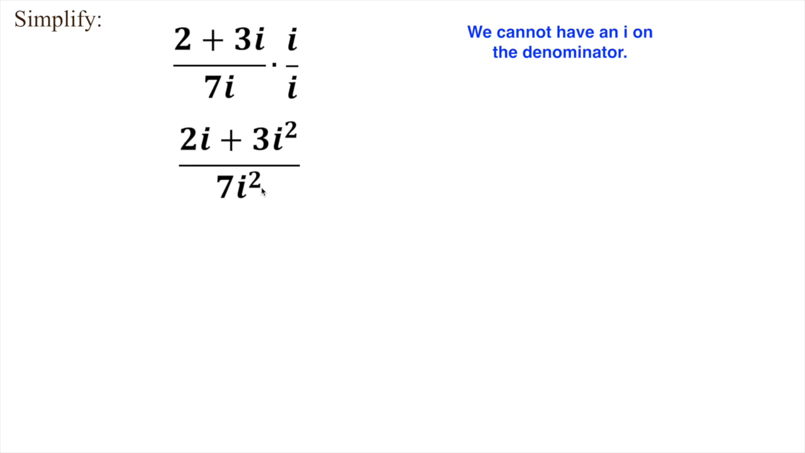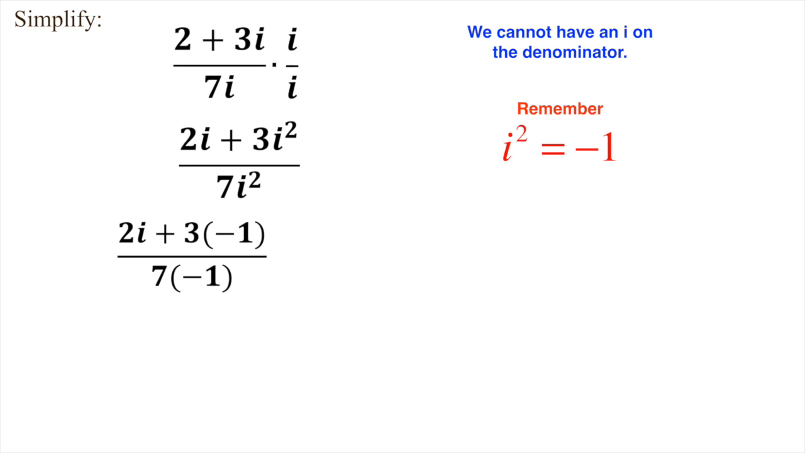Well, we need to remember one important rule here. The rule is that i squared equals negative 1. So what we've done here is we've changed this imaginary number by squaring it to a real number, negative 1. Okay, so now I'm just going to plug in negative 1 for both of these i squareds.